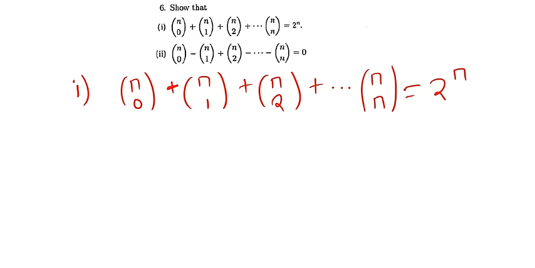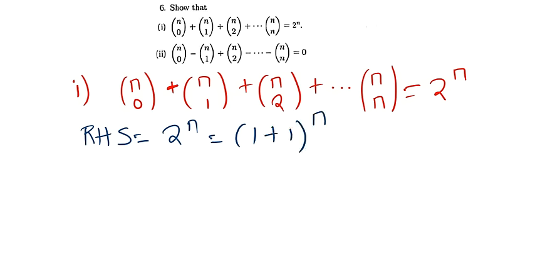I don't know how to manipulate the left hand side, but let me manipulate something that looks easier. Since we are dealing with binomial expansions, I can express 2 in terms of addition. So our right hand side is equal to 2 to the power n. Now 2 is the same as what? 1 plus 1, right? Raised to the power n. Let's try to use the binomial expansion to expand that.